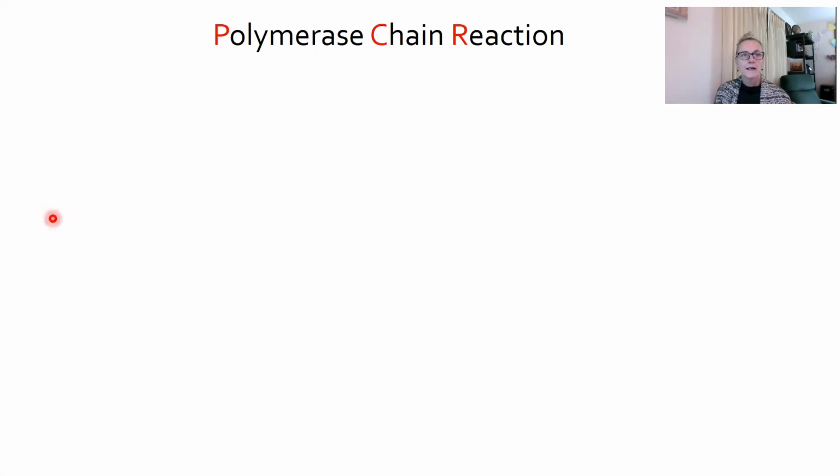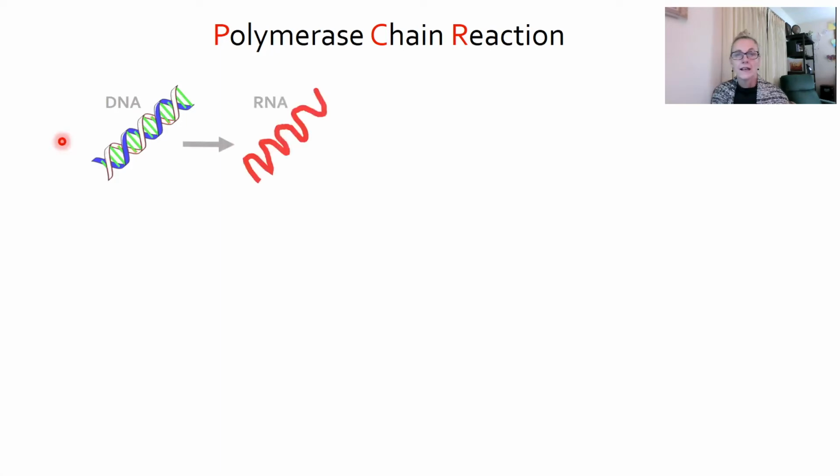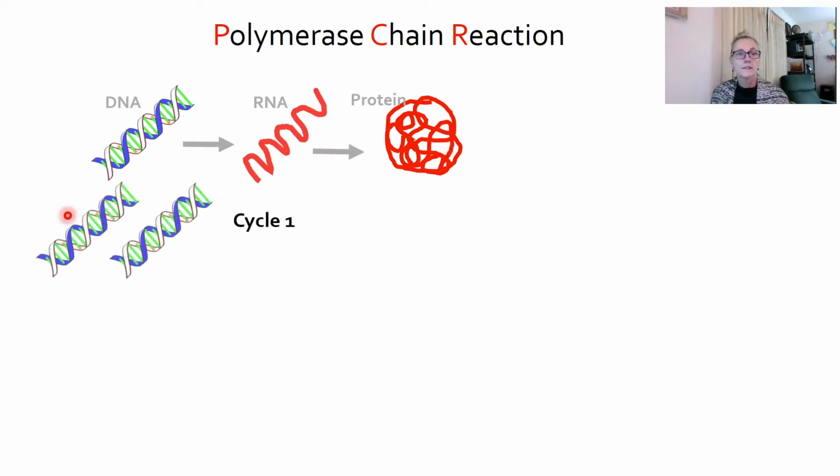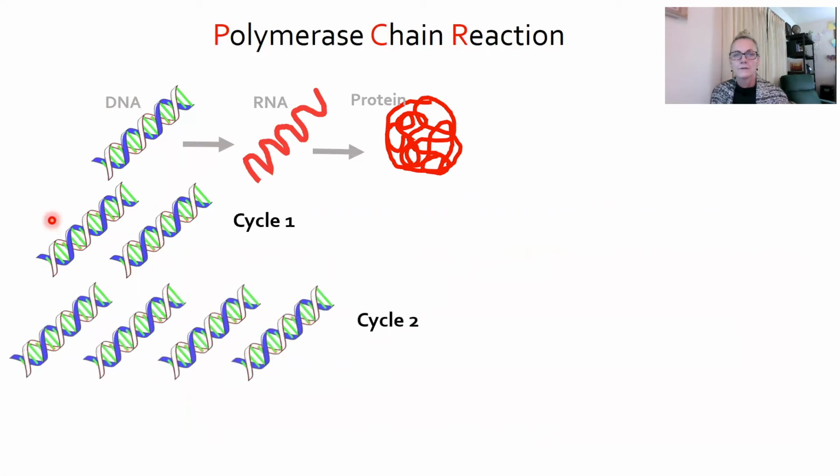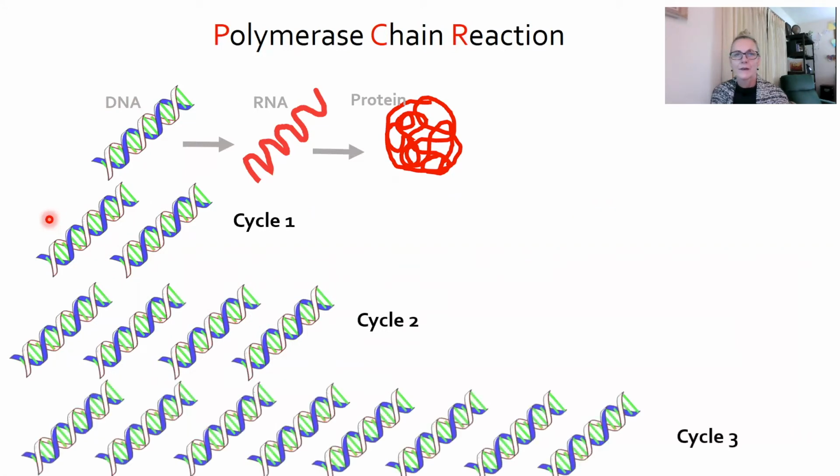Just to remind you of some terminology, we go from DNA generally to RNA to protein, the building blocks of a cell. PCR usually recognizes DNA, and it goes through cycles of temperature gradients, and one cycle will duplicate the DNA. So we go from one copy to two copies in cycle one, to four in cycle two, and to eight in cycle three.